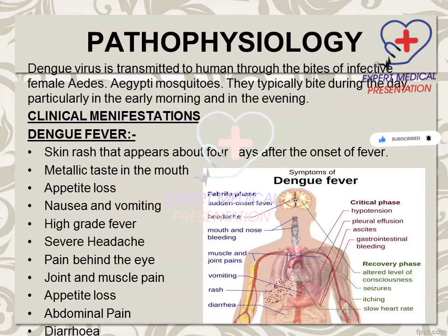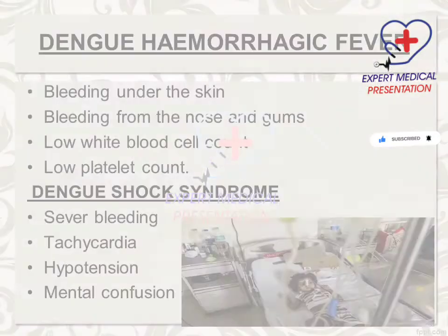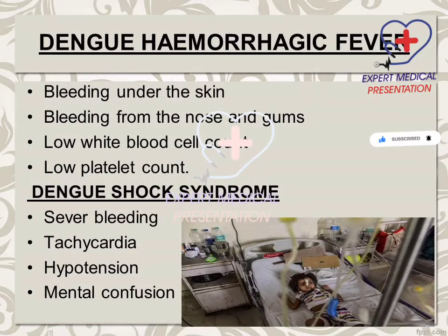Clinical manifestations. Dengue fever: skin rash that appears about 4 days after the onset of fever, metallic taste in the mouth, appetite loss, nausea and vomiting, high-grade fever, severe headache, pain behind the eye, joint and muscle pain, abdominal pain, diarrhea.